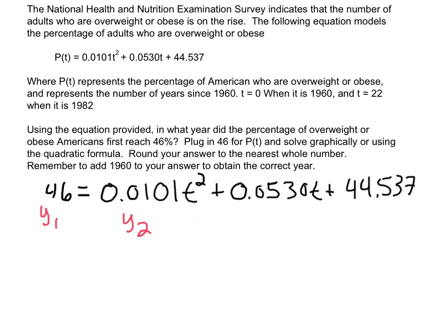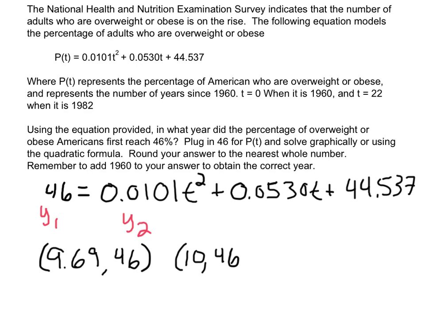And as we graph those, we find the intersection. We find out that the intersection point is 9.69, 46. Now, on this particular one, we asked you to round the answer to the nearest whole number. So the nearest whole number in this case would be 10, 46. Now, let's talk about that just for a moment.